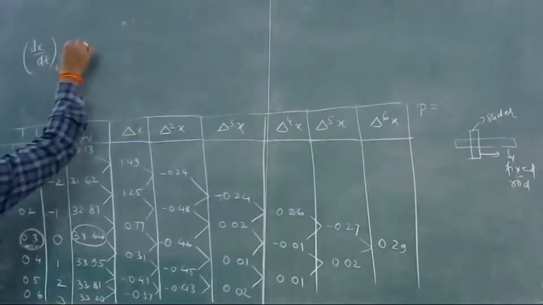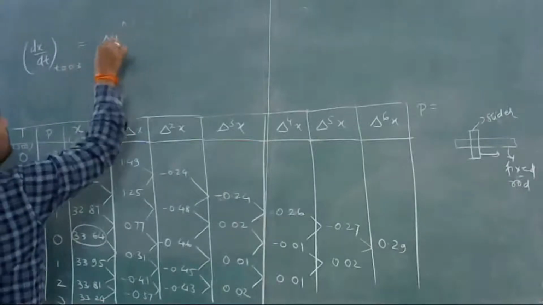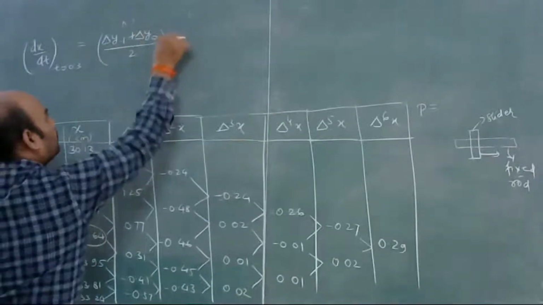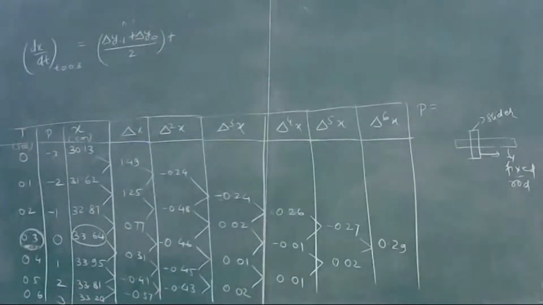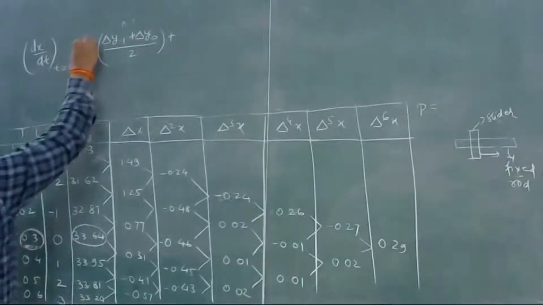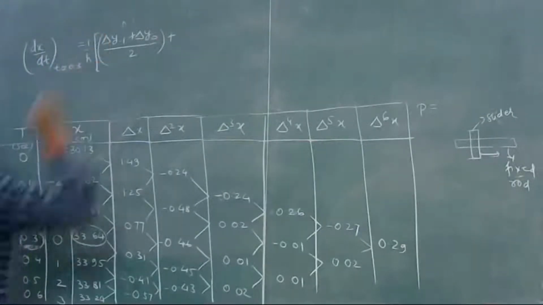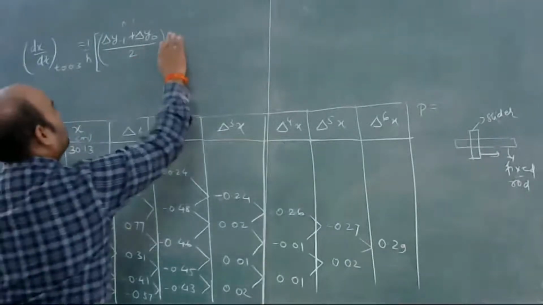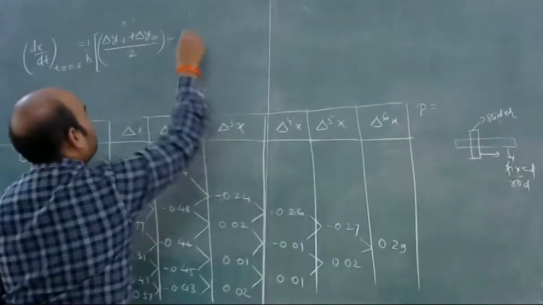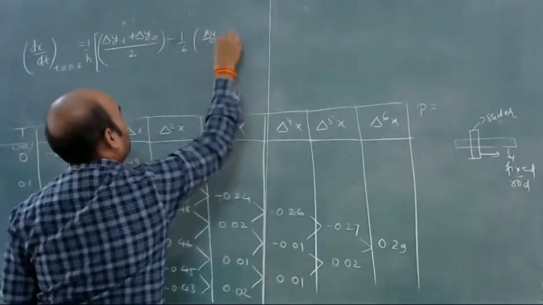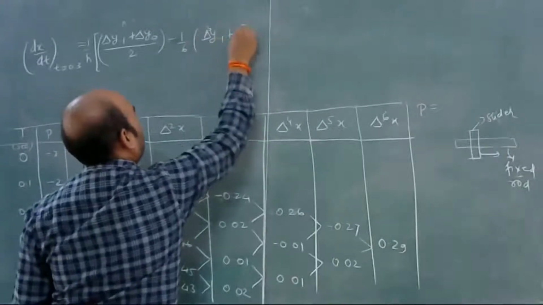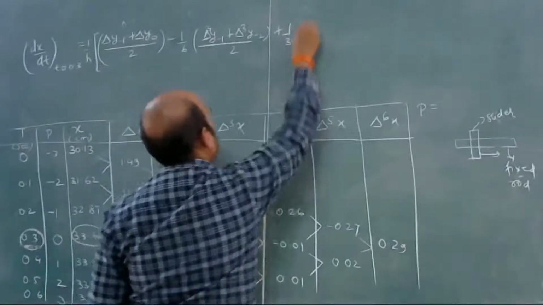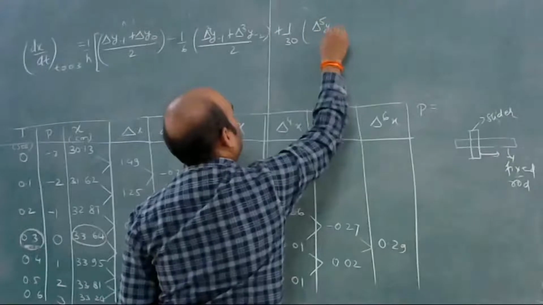Okay. So this is equal to 1 upon h, into del y minus 1 plus del y naught divided by 2, minus 1 upon 6 into del cube y minus 2 plus del cube y minus 1 divided by 2, plus 1 upon 30. So we have derived it here.